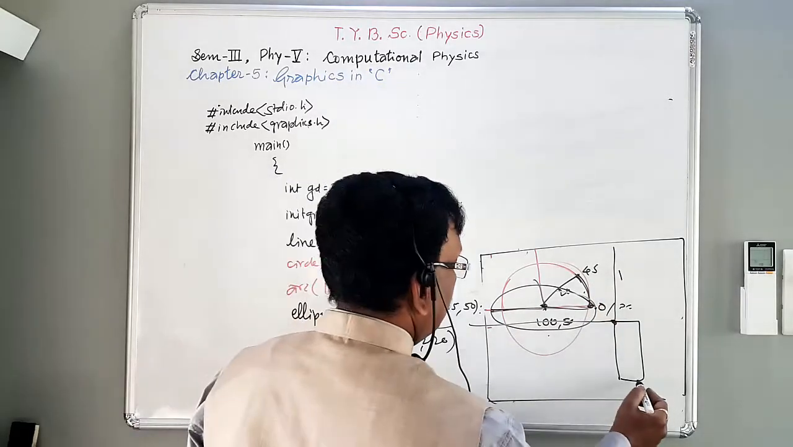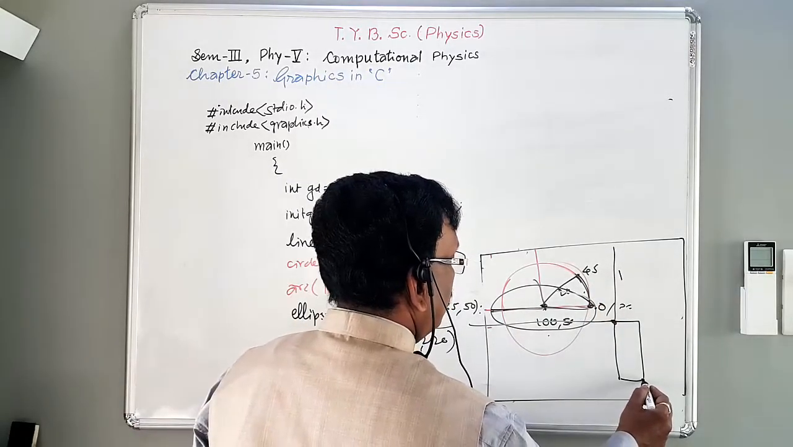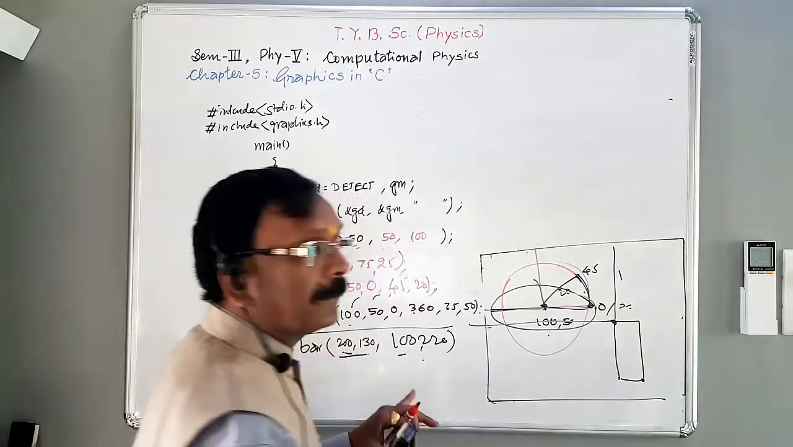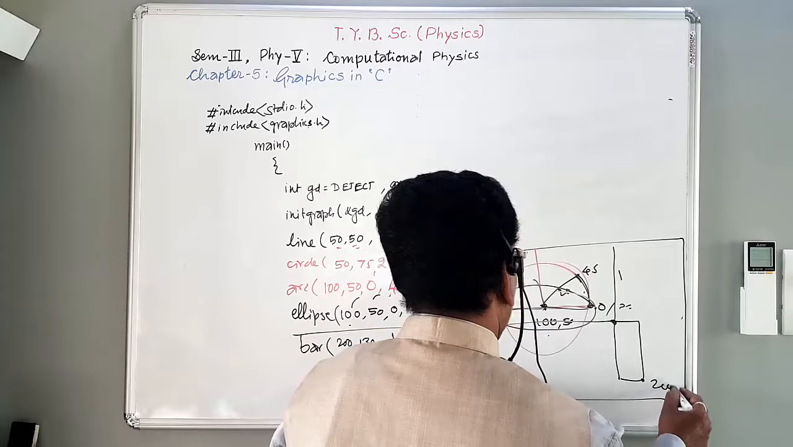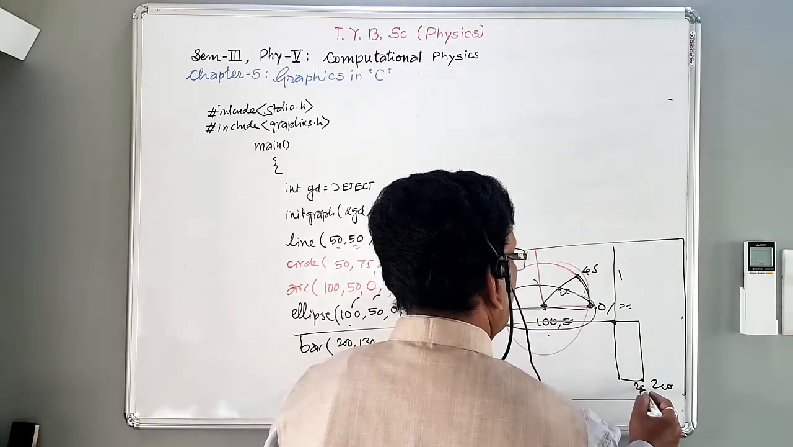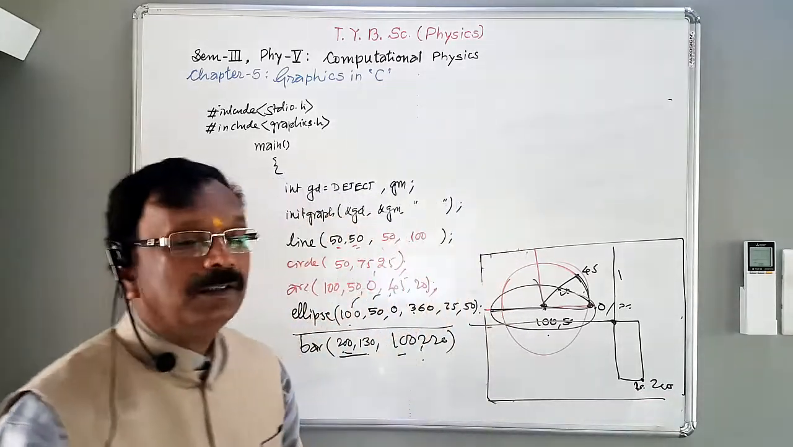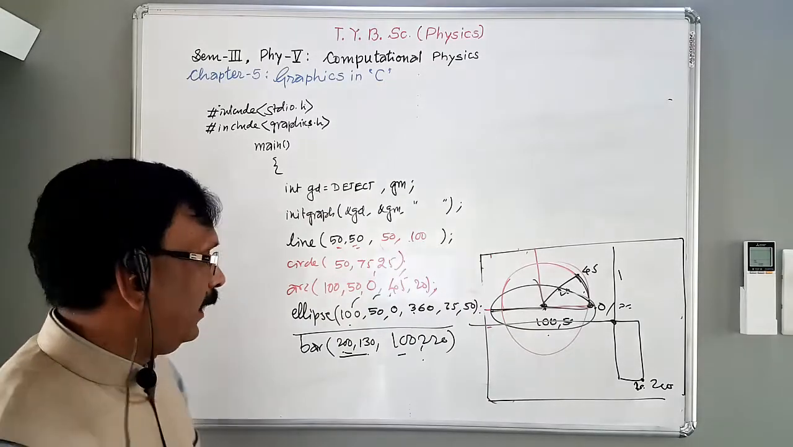Here 100 is the left, bottom coordinate 200. Okay, and 100 is the right coordinate. In this way, you can draw the bar on the screen. Now rectangle.